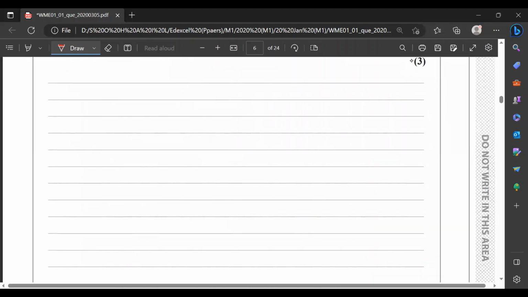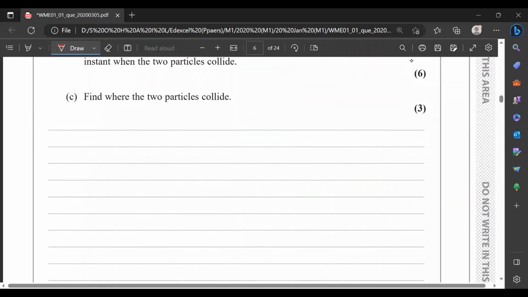So I can draw this. This is point O, and the particle is projected from O. This particle is P. P is projected from O with u.